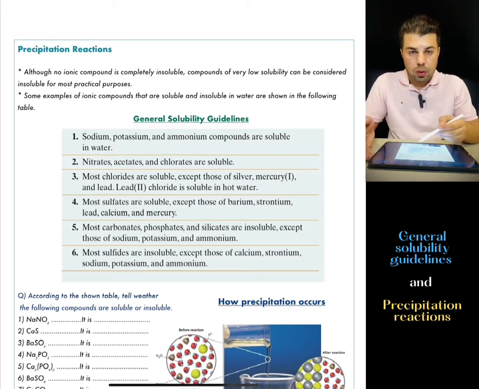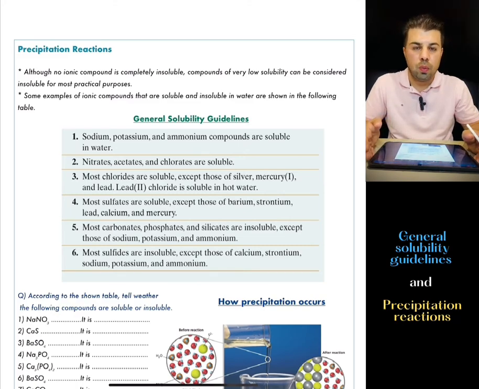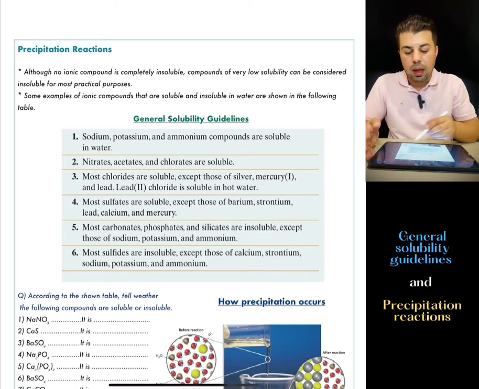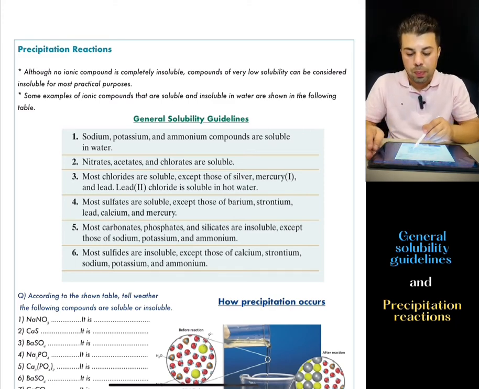The first rule, according to this table, says that all compounds of sodium, potassium, ammonium are soluble. So whenever you see sodium, potassium, or ammonium in a compound, this compound is soluble, and you say it dissolves in water. There is no exception for this rule.